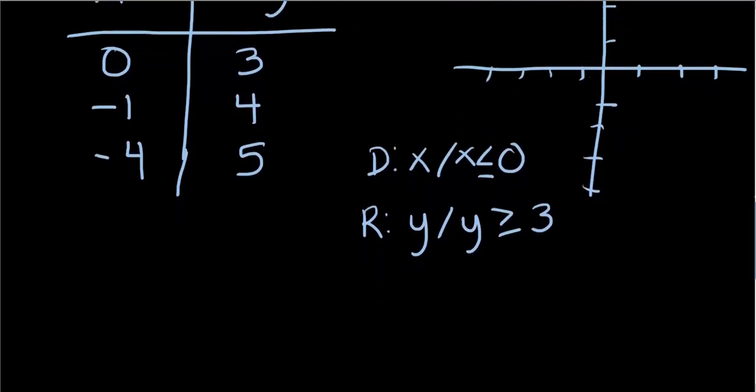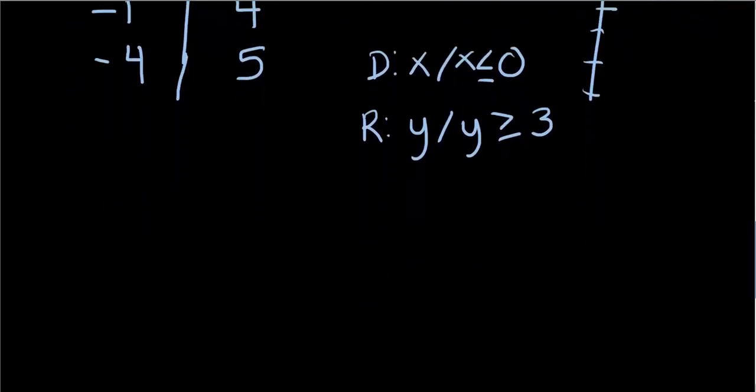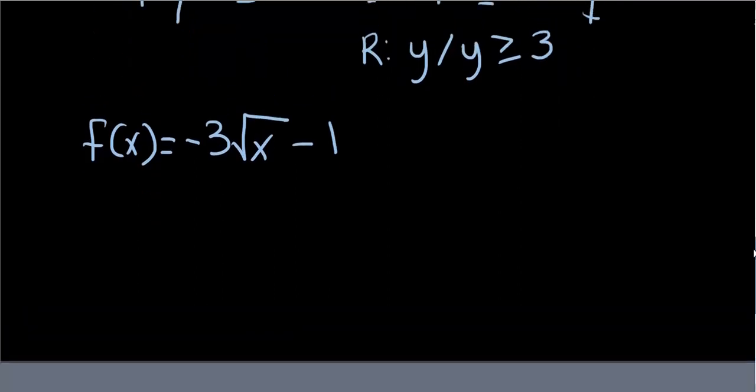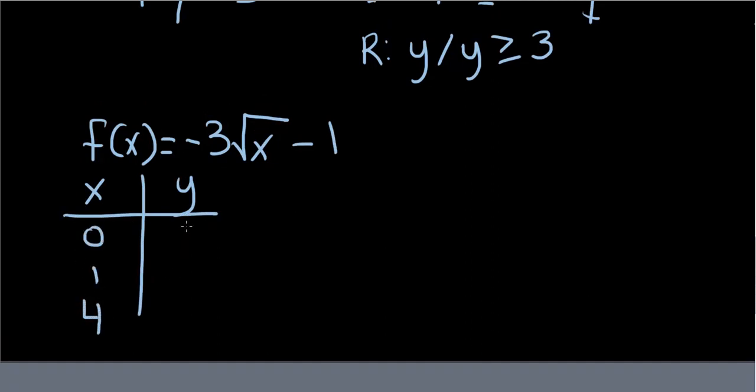Let's try one more example and then that will be it. f of x equals -3 square root of x minus 1. So I'm going to start again with my guide. x, y: 0, 1, 4, 0, 1, 2.